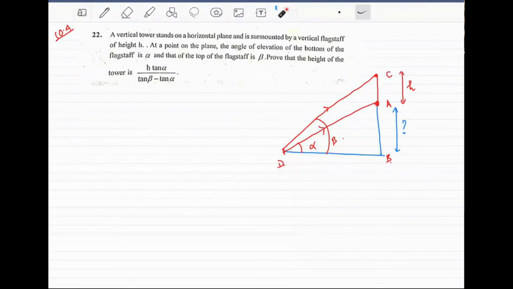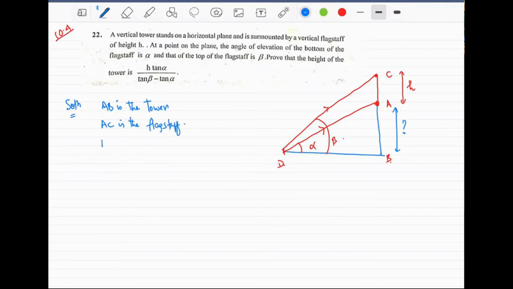Okay. All right, then. Let's start. Solution. What is what first? You have to mention it. AB is the tower, right? AB is the tower. Where is the flagstaff part? AC is the flagstaff. And how tall is the flagstaff? AC is equal to h.